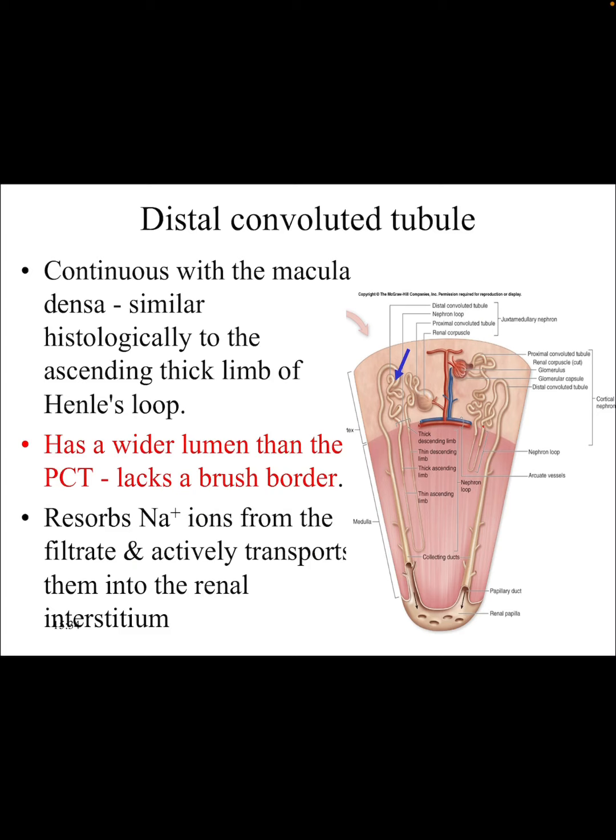Then we have the distal convoluted tubules, which are histologically similar to the ascending thick portion of Henle's loop. The epithelium is simple cuboidal epithelium, they have a wider lumen than the proximal convoluted tubules, and very important, they lack the brush border. So the first point, the lumen is wider, and the second point is they lack the brush border. The main function, again, is to reabsorb sodium ions from the filtrate.